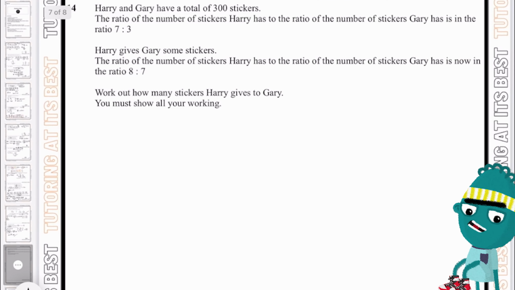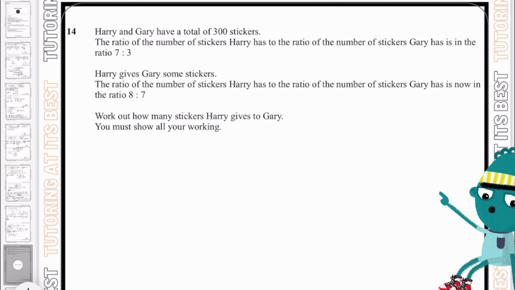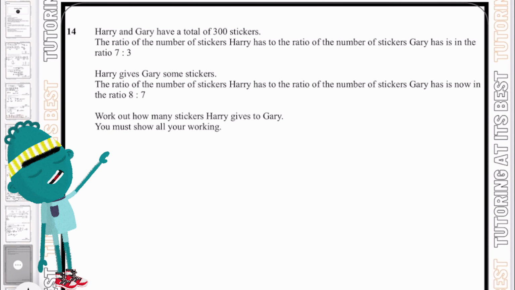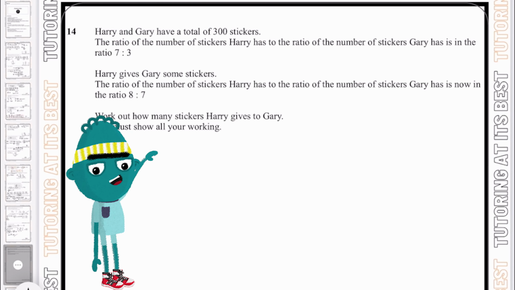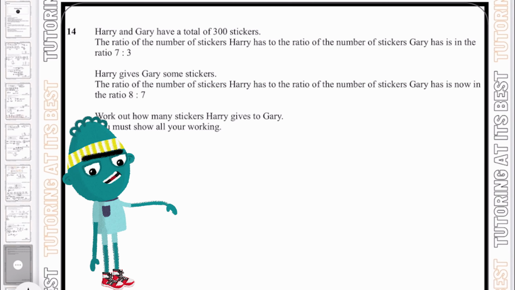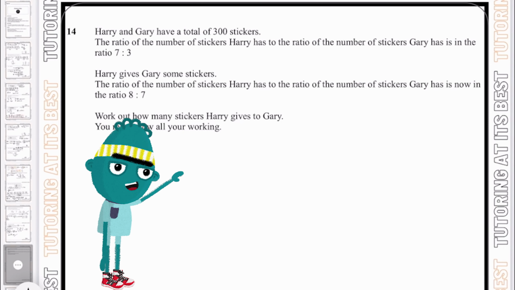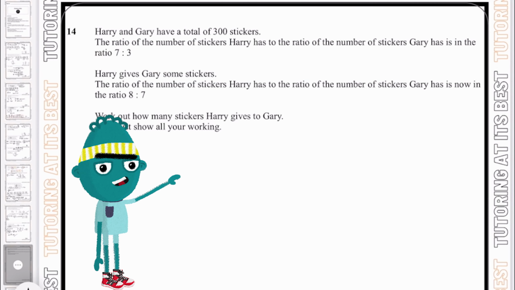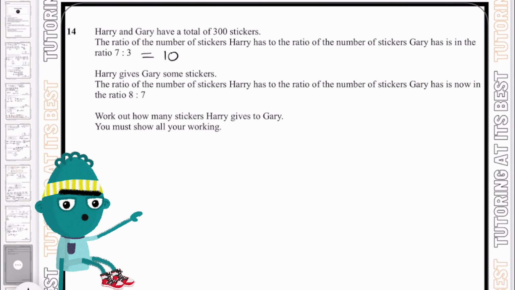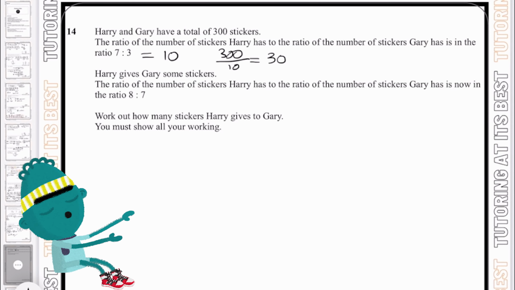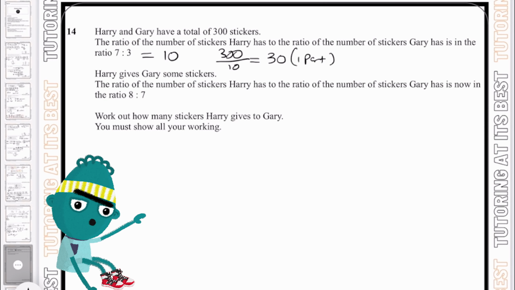Okay, let's dive into question 14. So Harry and Gary have a total of 300 stickers. And the ratio of the number of stickers that Harry has to the number of stickers that Gary has is in the ratio of 7:3. So again, we add that together, we get 10. We'll have 300 divided by 10, which means 1 part equals 30.